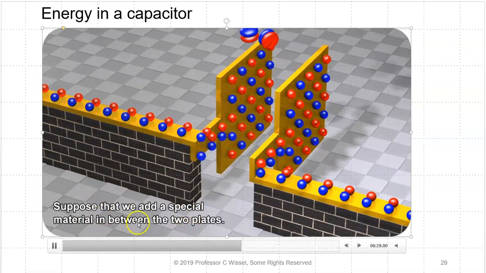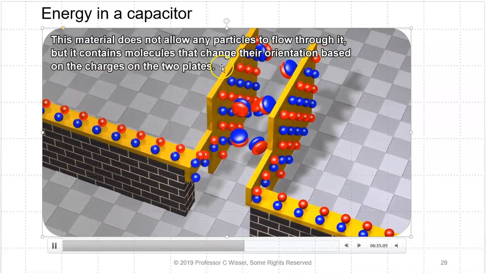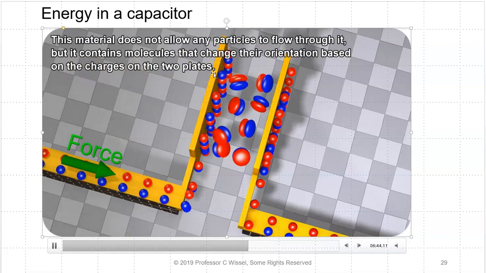Suppose that we add a special material between the two plates. This material does not allow any particles to flow through it, but contains molecules that change their orientation based on the charges between the two plates.